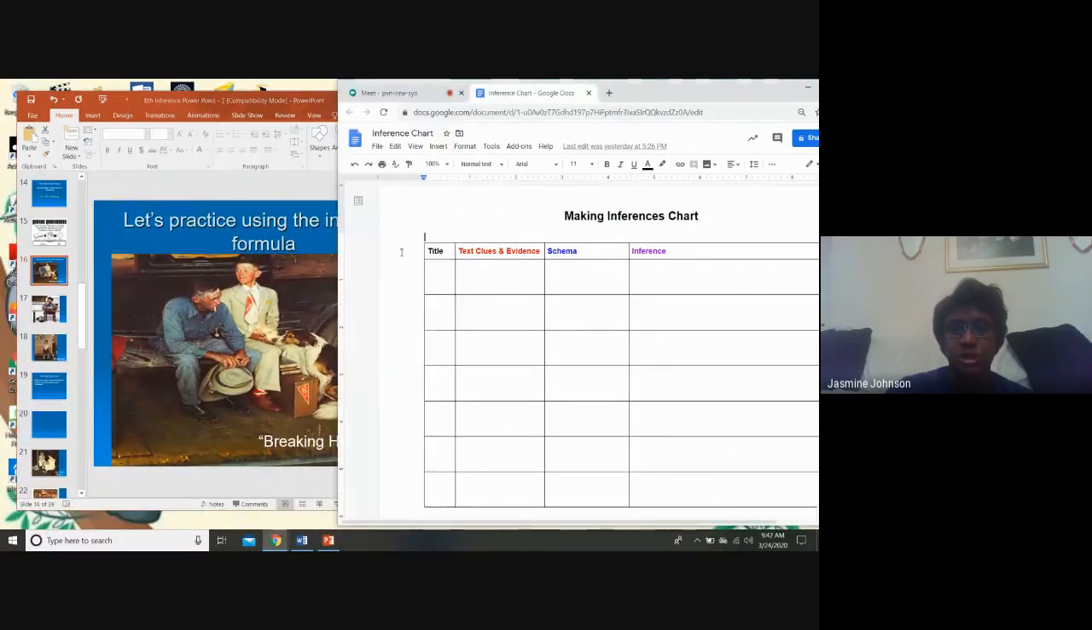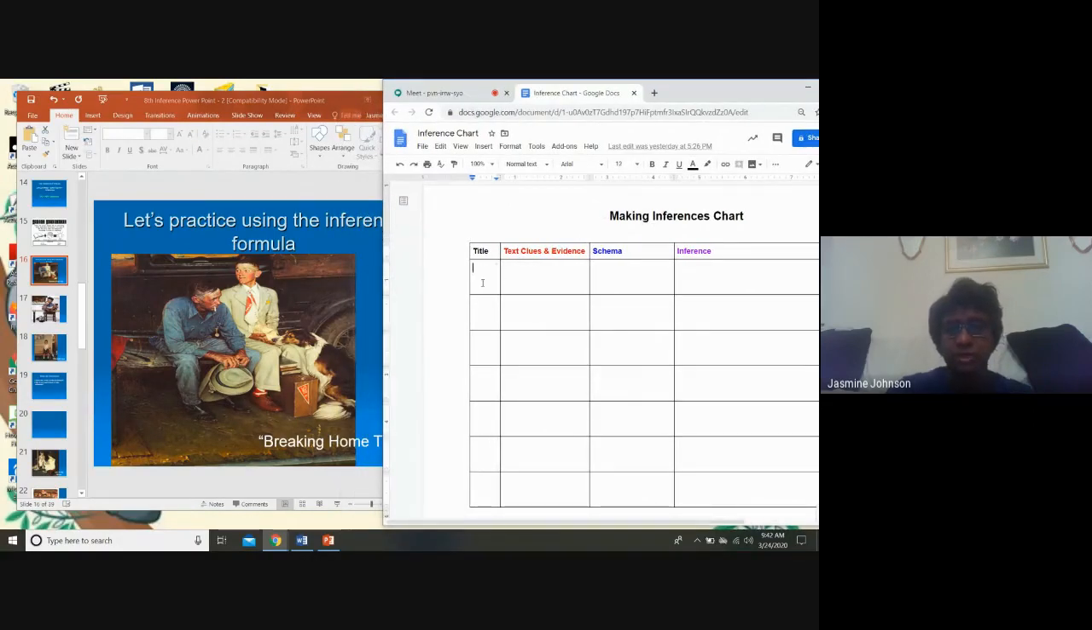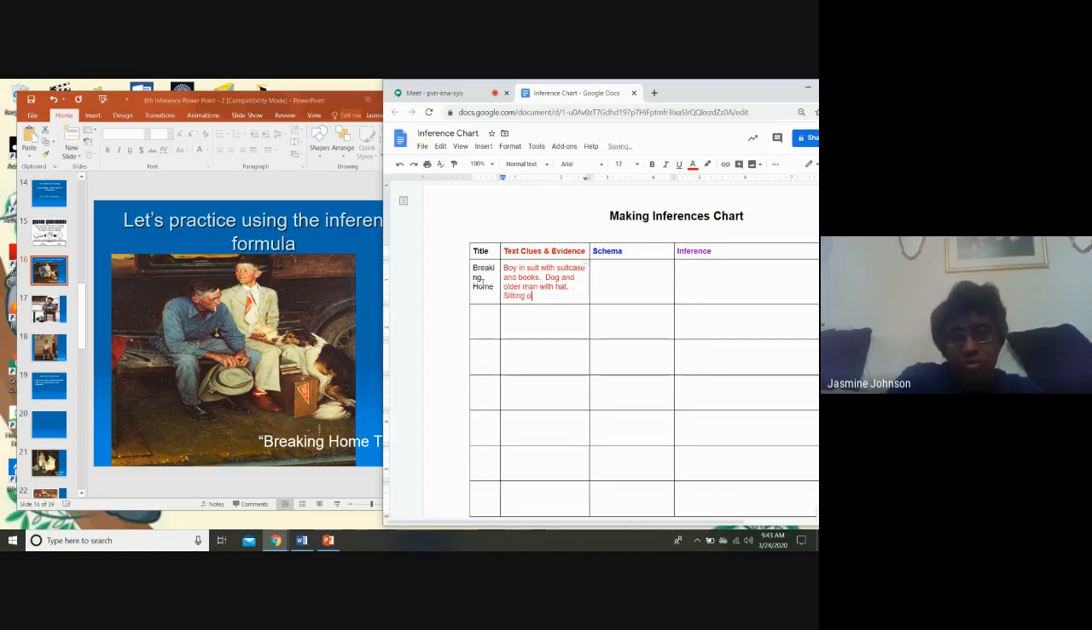All right, so here's my chart. There's my picture. So the title of this one is Breaking Home. So I'll put that here. All right, text, evidence, and clues. I see a boy in a suit with a suitcase and trunk, with the suitcase and books. There's a dog and an older man, and they're sitting on the side of a car.